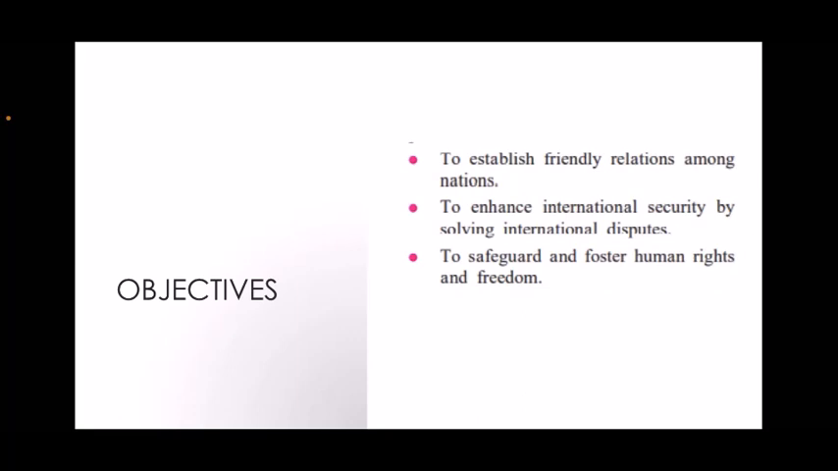Now, all member countries of United Nations have to follow some rules. They have to respect the diplomatic privileges of sovereign nations, not to attack other countries, and they have to follow international laws and treaties.